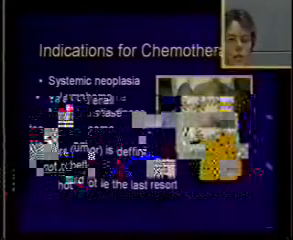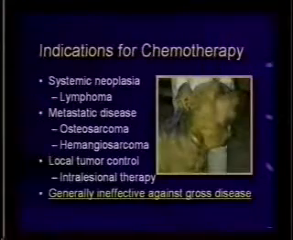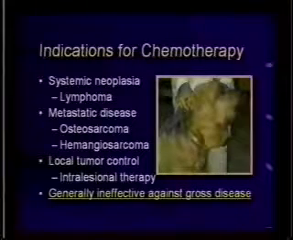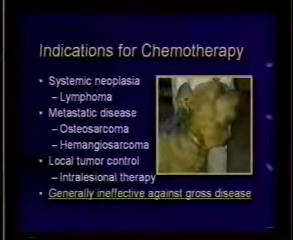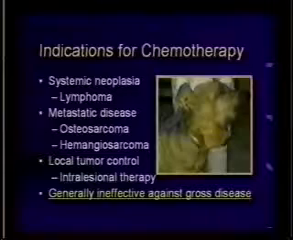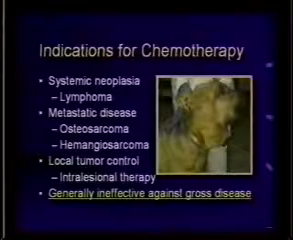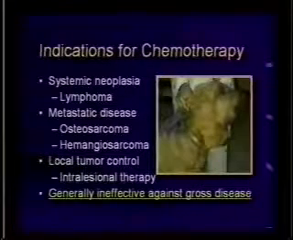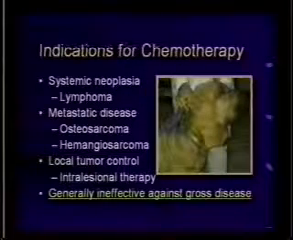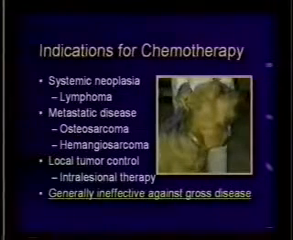There are a number of different indications for chemotherapy. The most common is if we have systemic neoplasia, such as lymphoma. We also use it to treat tumors that have a high metastatic potential, including osteosarcoma and hemangiosarcoma. Occasionally, chemotherapy is used for local tumor control, such as the use of intralesional therapy with, for example, squamous cell carcinomas in horses, where we will give intralesional cisplatin or carboplatin.